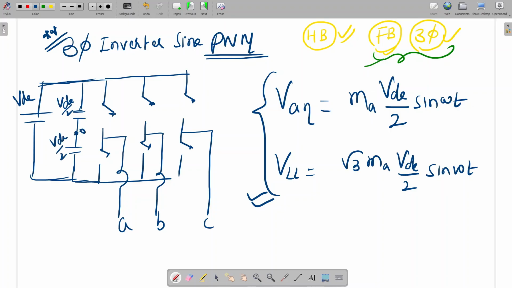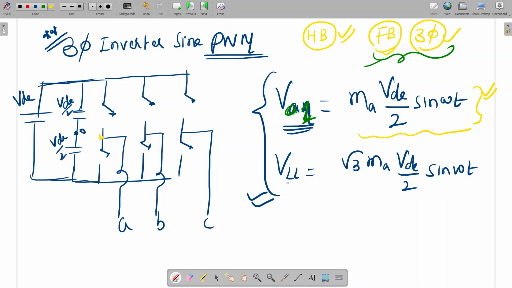This is the O value, and in case of load also this neutral will be there. So what will be the phase value? The phase fundamental, VA1, fundamental of phase A, will be MA into VDC by 2 sin omega t. Why? Because if you see the A value, if switch 1 will operate, here VDC by 2 will come. I have seen this already in simulation also. So this formula is correct only. MA into VDC by 2 sin omega t will be the phase value.